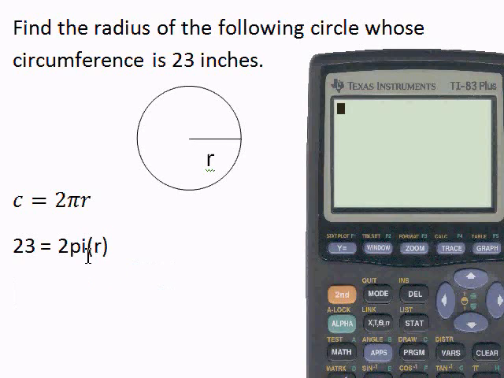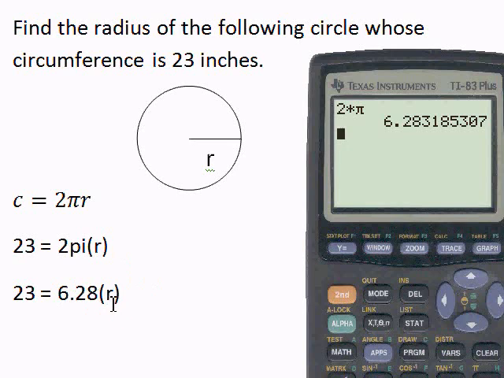Now, we do happen to know the value of 2 pi, so what I'm going to do in my calculator is turn 2 pi, this part right here, which I wrote as 2 times pi, into a number. So I go 2 times second pi, and press enter. And notice I get 6.28. So what I'm going to write then is 23 equals 6.28 times the radius. Now, how would we get that radius by itself?